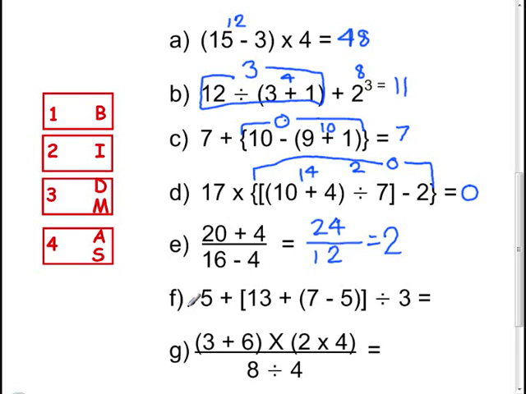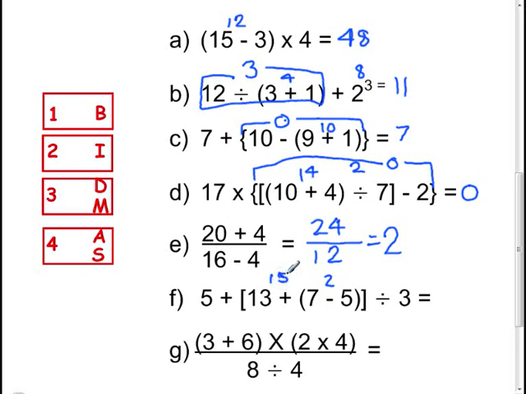Now on to F. We've got brackets, so we're going to zoom in on them first. 7 minus 5 gives us 2. The next bracket to the outside is 13 plus 2, that's 15.